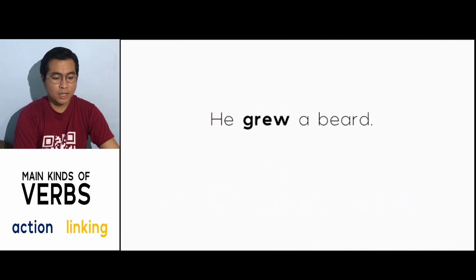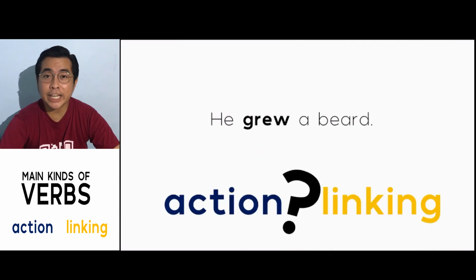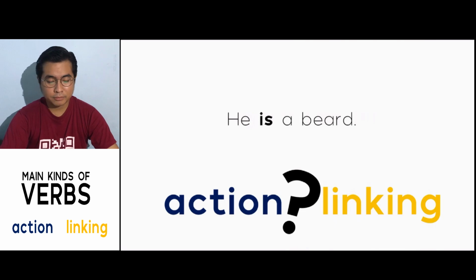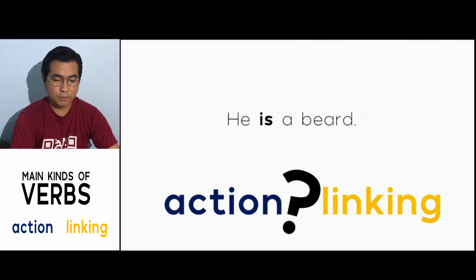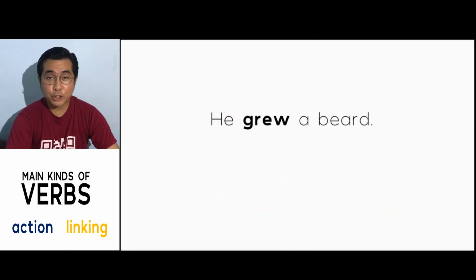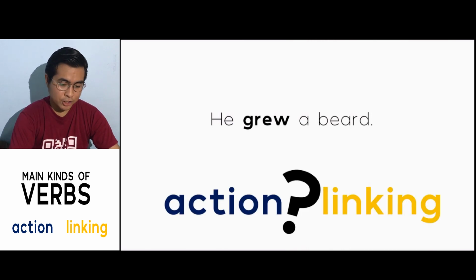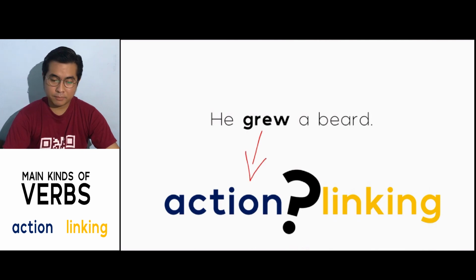Okay? Next, "He grew a beard." Action or linking? Again, we substitute grew, the verb, with am, is, or are. "He is a beard." Could we maintain the meaning of the sentence? How about its thought? Therefore, "He grew a beard" has an action verb and not a linking verb.